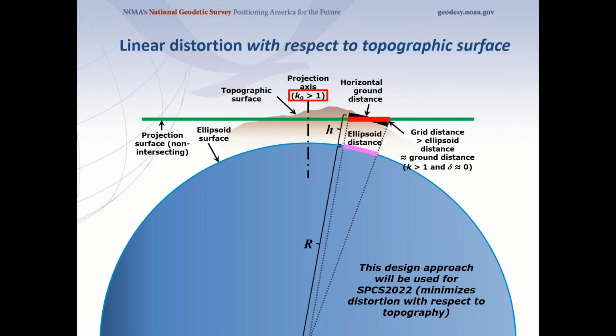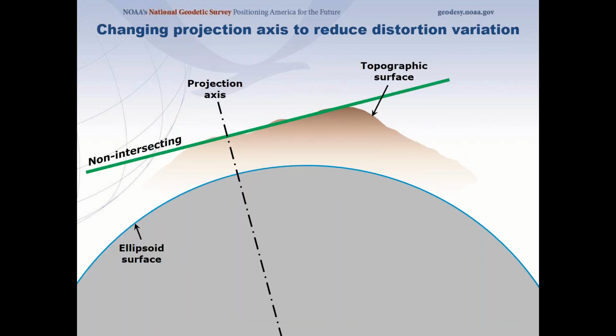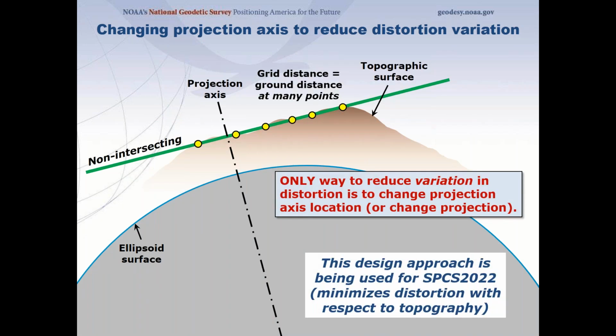So what we're going to do is a projected surface, and we're going to bring it up as high as we can to the regular surface, and try to make the ground and the grid distance the exact same thing. But in some areas we have a problem because you have mountain areas. So we're going to have to change the projection axis to get as many ground distances as we can to 1.